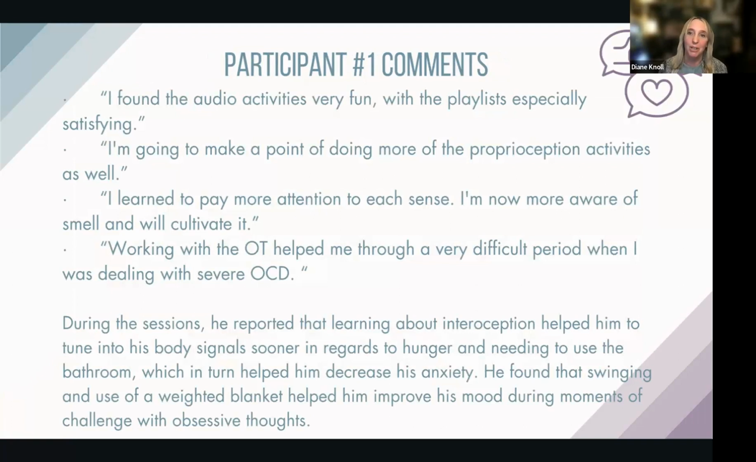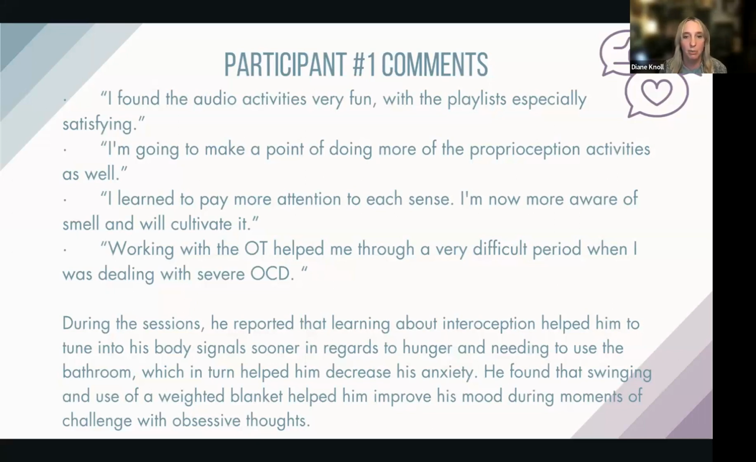I'm going to make a point of doing more proprioceptive activities as well. He said, I learned to pay more attention to each sense, and now I'm more aware of smell and will cultivate it. And working with the OT helped me through a very difficult period when I was dealing with severe OCD. And then these are just some notes that I took down as well.